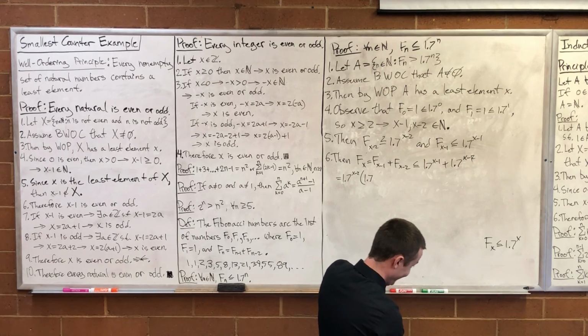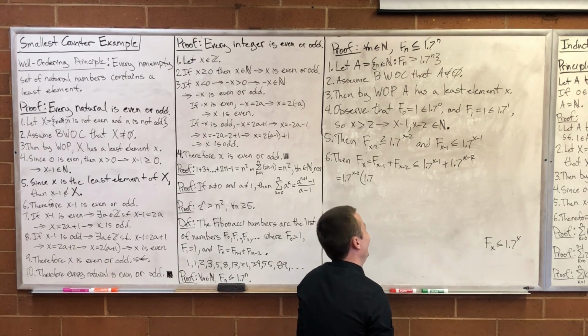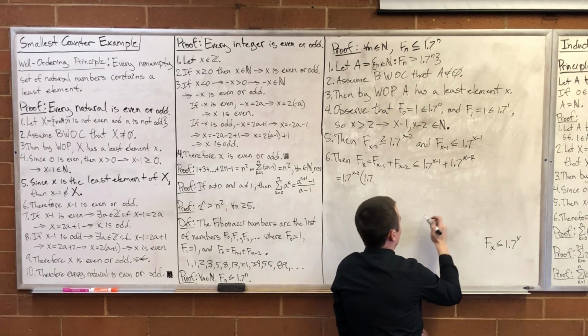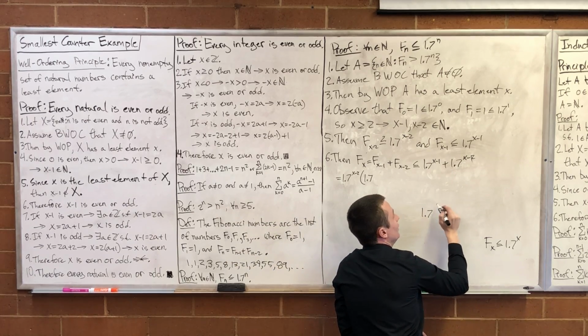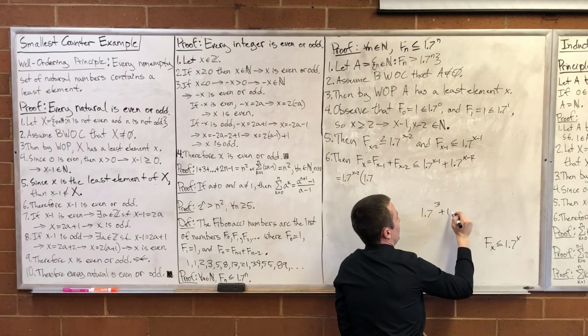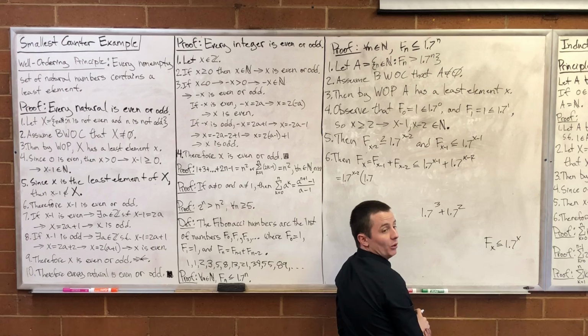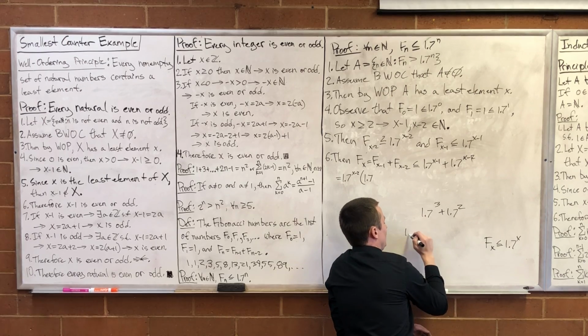How do you do that? Okay, let's plug in numbers. If I have 1.7 to the 3 plus 1.7 to the 2, and I want to factor out a 1.7 squared, that's the same thing as 1.7 squared times 1.7 plus 1.